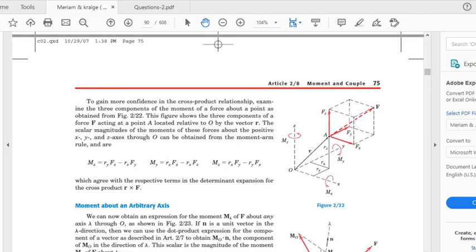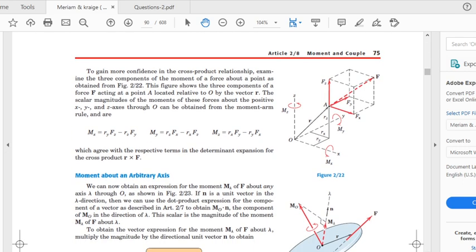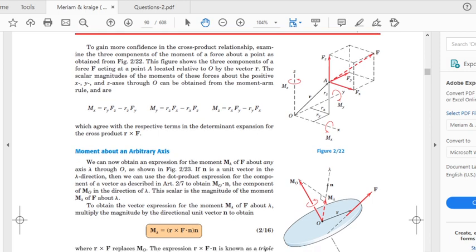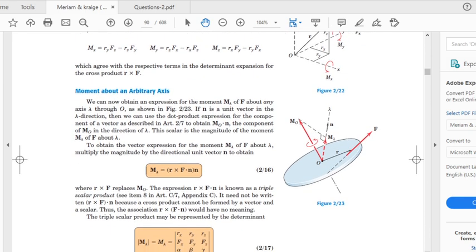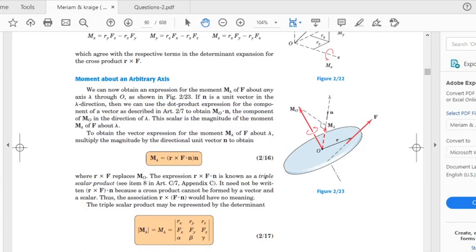So this was simple moment about a point. We just have to write the position vector and the force vector. The only difference from two dimensions is that now the position vector and the force vector are going to be in three dimensions. They are going to have an additional component.